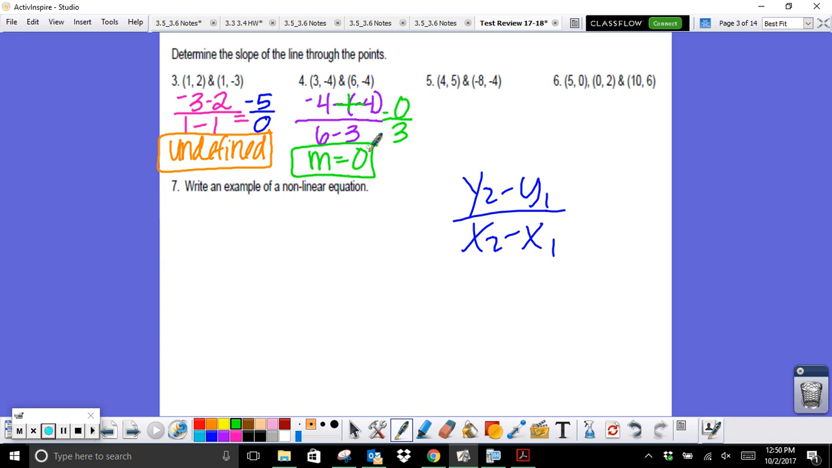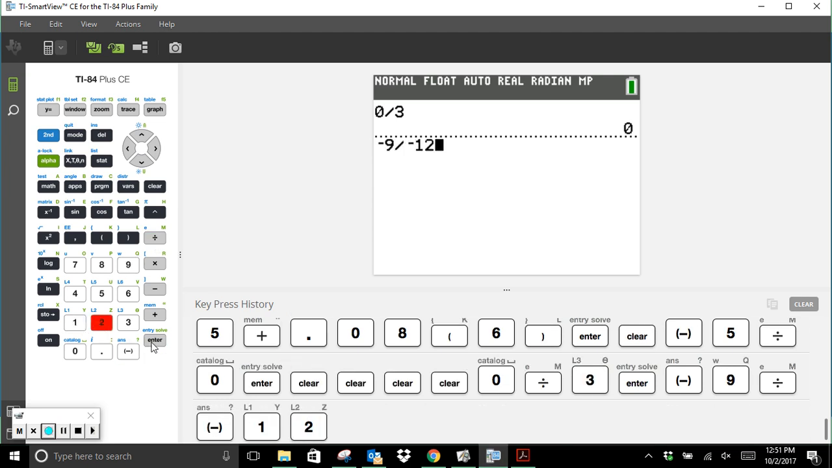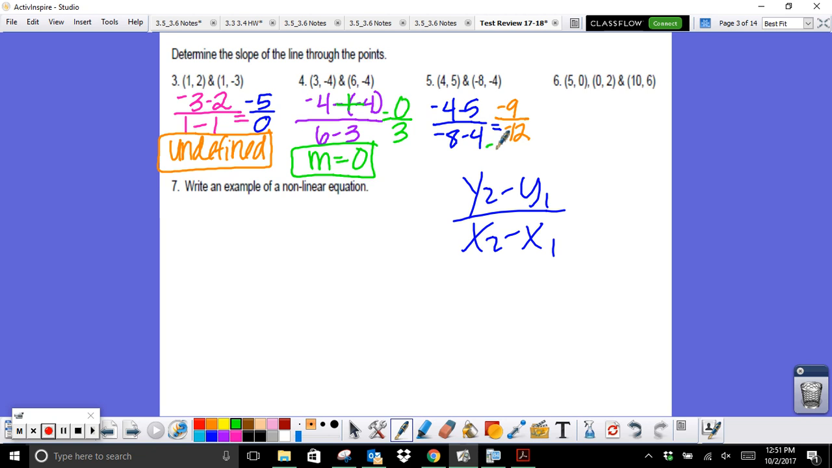Number 5, I'm going to have negative 4 minus 5 on top, and negative 8 minus 4 on the bottom. So up top, negative 4 minus 5 is negative 9. Negative 8 minus 4, that's negative 12. Okay, just always type that in the calculator. So I would do negative 9 divided by negative 12. And then I'm going to do math, enter, enter. And I get 3 over 4. You may have known how to do that. I just want to make sure.